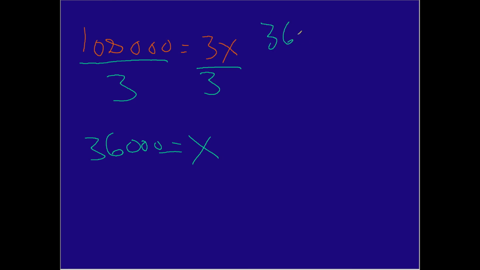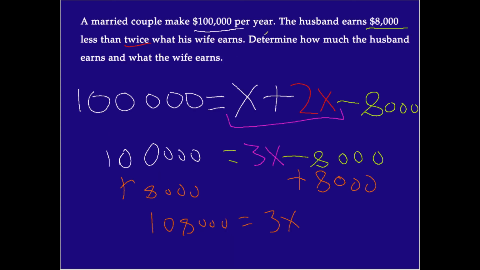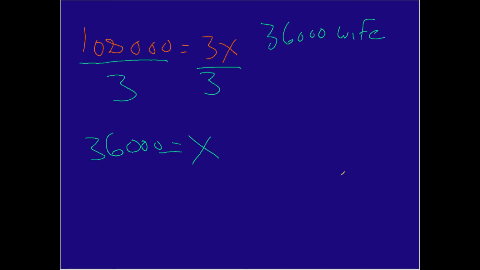So the x, if you remember, 36,000, this is what the wife earns. This is her yearly salary. Now, to figure out how much the husband earns, this is what we have to do. We have to take this piece right here, this 2x, minus this 8,000 to figure out what the husband earns. That's one way to do it. Another way would be just to subtract 36,000 from 100,000, but let's just keep it simple.